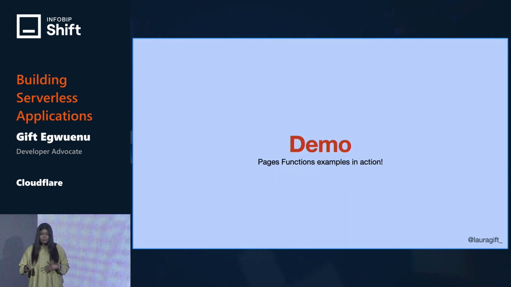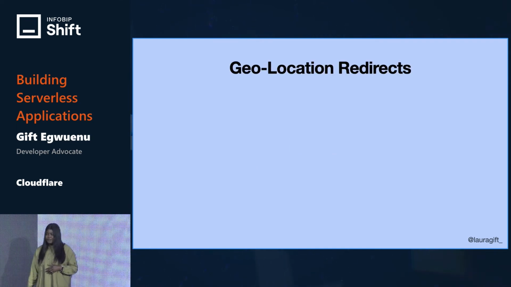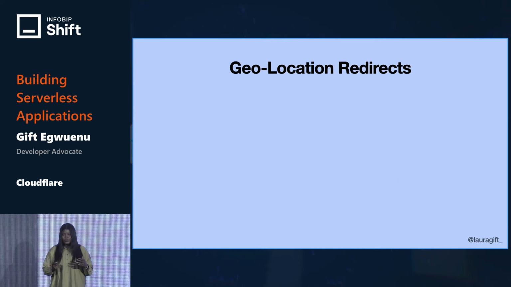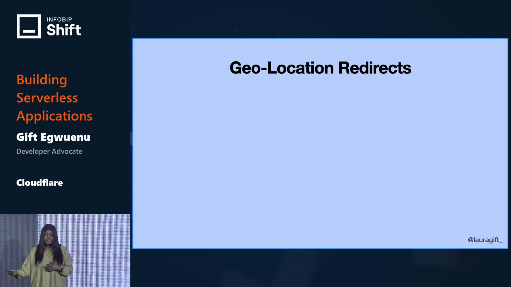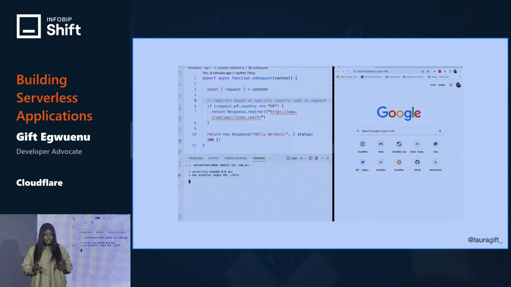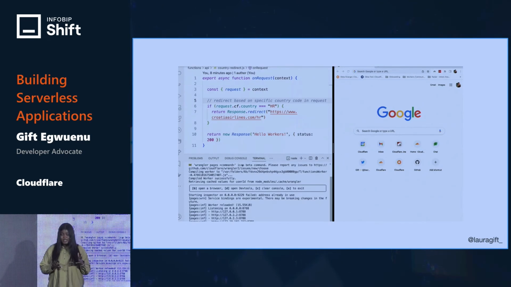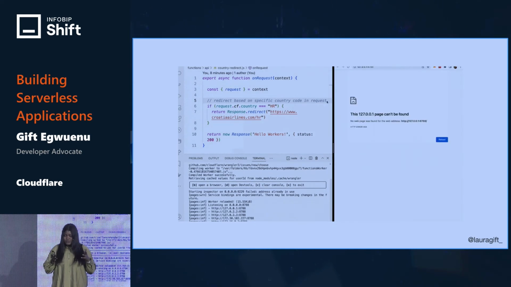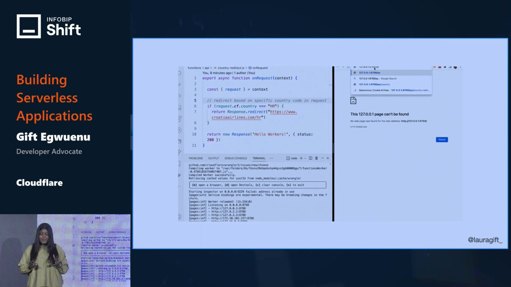I would like to show you some examples of how I would typically use Pages functions in a front-end application. The first example here is geolocation redirects. I mentioned that if you're working on a project and you would like to serve different websites or different content to your users, you would probably need to use Pages functions for this. In this example, I created a function that shows a specific website based on where I'm visiting the website from.